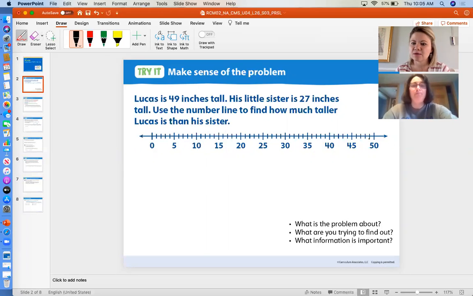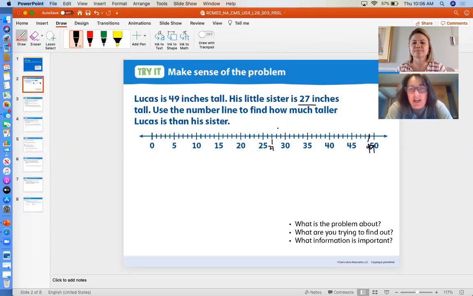Yeah. I think we know how tall Lucas is. How tall is he? 49. Okay, so 49. This is where we would start, right? And where do we need to end? We know how tall his little sister is, and because she's 27 inches, so 25, 26, 27. I know that we could end here, right? Right. So now could we just hop backwards and count our hops? Sure, or technically we could count forward too. So either way works. Well, I think it's easier if we count up to 49.